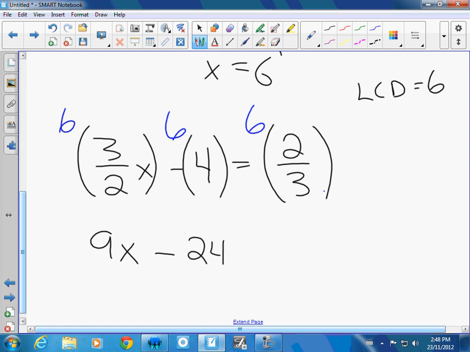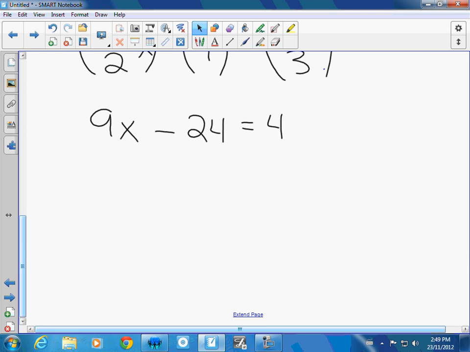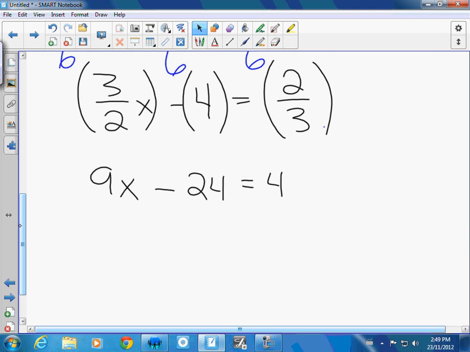2 times 2 is 4. Or 6 times 2 is 12, divided by 3 is 4. Either way is fine with me. Some people look at it one way, some people look at it the other way. Equals 4. Okay, now, if you've done it correctly, like I said, do you end up with one single line?